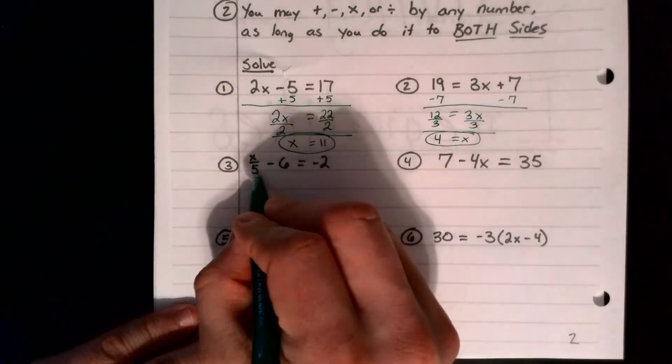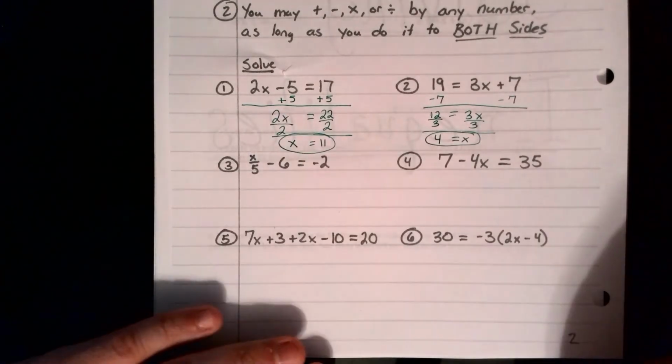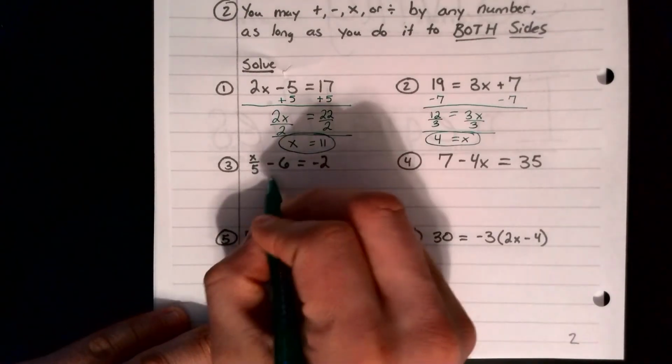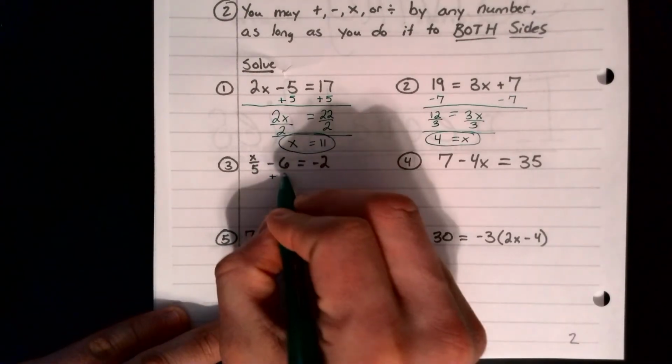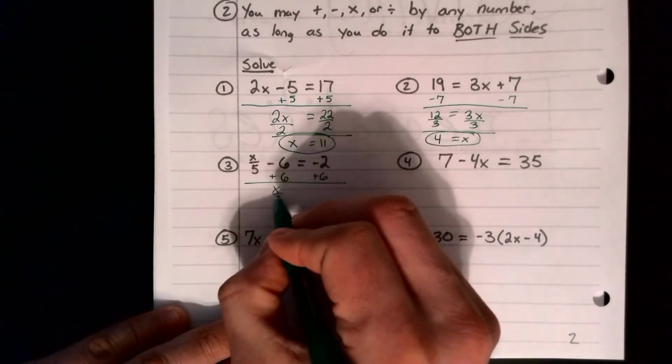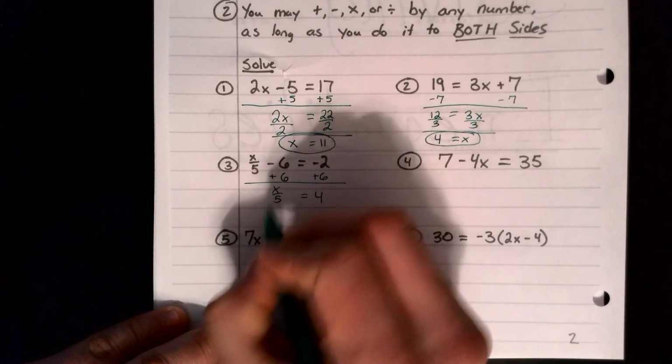We have x over 5 minus 6 equals negative 2. Uh-oh, negatives. No panicking here. All the rules remain the same. Take away 6 here. We're going to do the opposite and add 6 to get it to go away. So x over 5 equals 4.